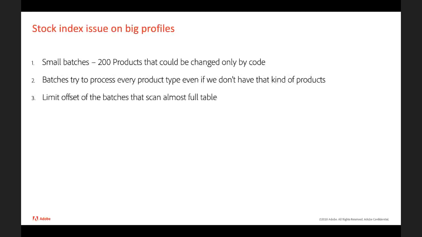Yeah, so stock index is the next issue. What we fixed: we have a small amount of batches, only 200 products per one batch, and we fixed some performance issues. We found that stock index tried to reindex product types that don't even exist in the system.